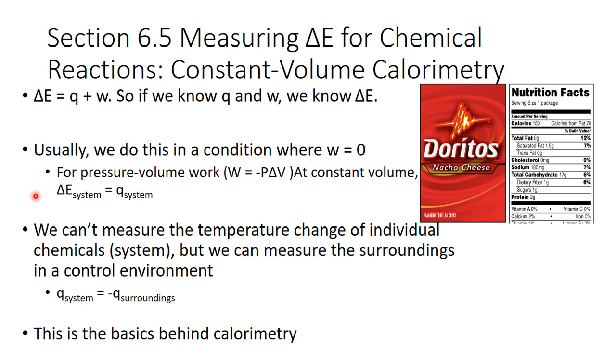And when you're doing chemistry, you can't really track the change of individual chemicals, but we can measure surroundings. For example, if you have an experiment in water, you can measure the change of water, that's your surroundings, and if that change in heat is only due to your system, you know the heat in your system. That's basically what calorimetry is. Don't do any work, measure heat change in your surroundings.